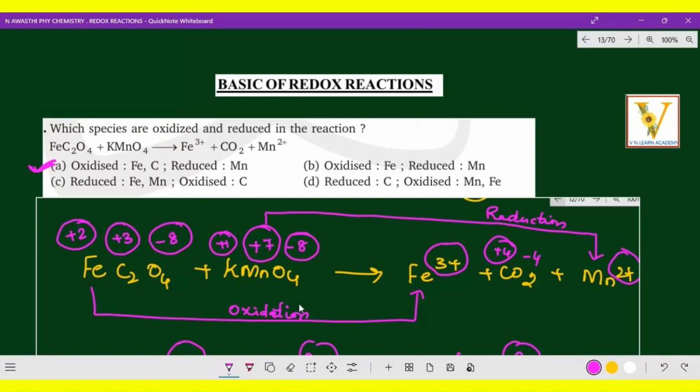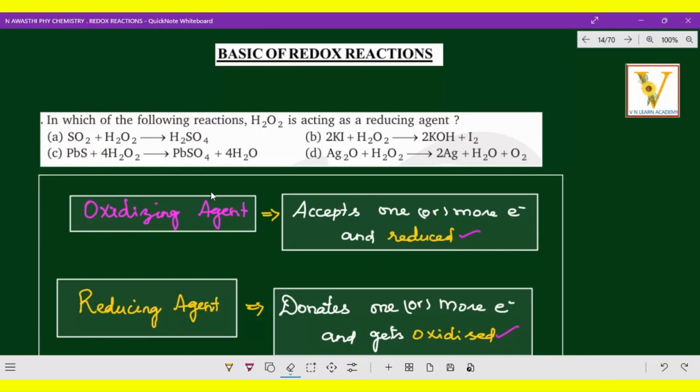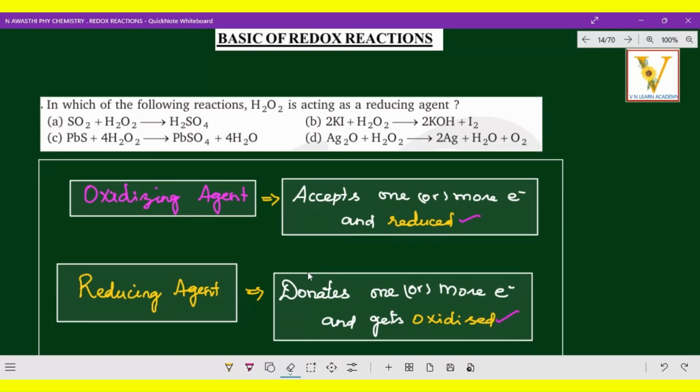How do we identify? As I mentioned, addition of oxygen and addition of hydrogen, I hope you got the clarity of oxidation and reduction, and also of increased form, decreased form, oxidized and reduced. Now the next question we are going to see is oxidizing agent and reducing agent, which is also very interesting. The next question: in which of the following reactions is H2O2 acting as a reducing agent? Oxidation and reduction we have gone through. Now we are going to see one more important point, oxidizing agent and reducing agent.